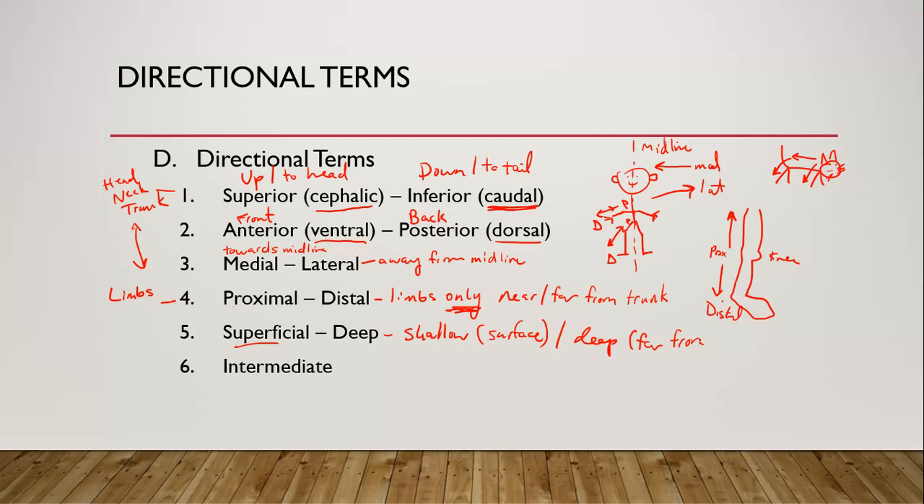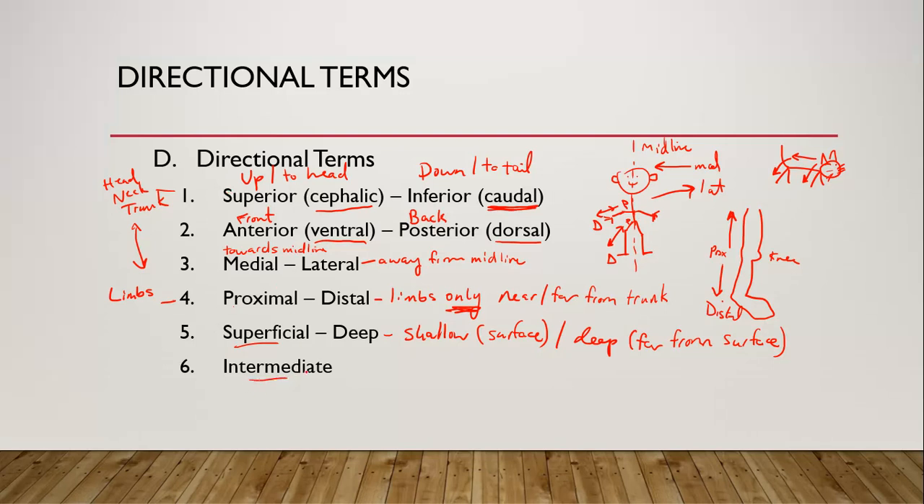So this is something we use a lot more in surgery. If we were making an incision, if you want to just cut through the skin, it's a superficial incision. If you want to cut all the way through the skin and the muscles all the way down to the organs, it would be a deep incision. So that's where we use that.